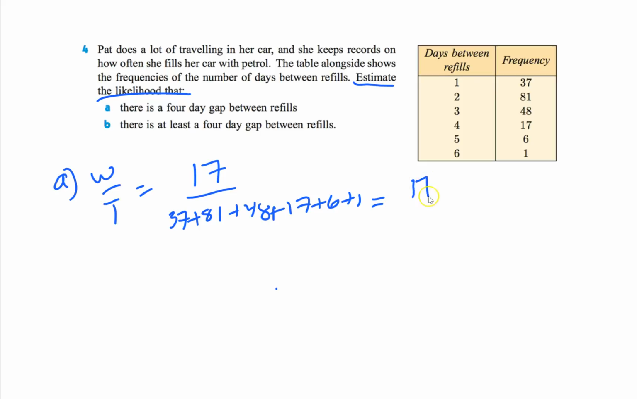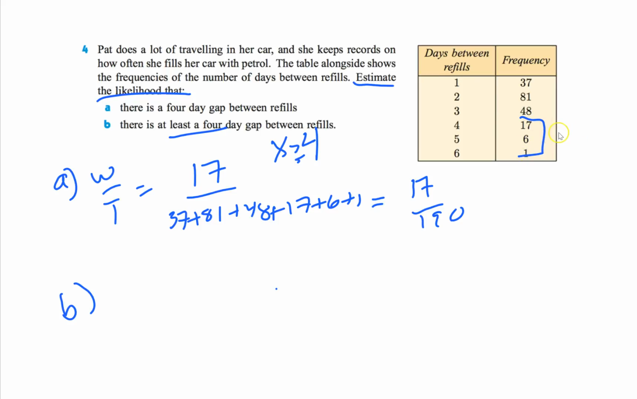And I get 17 over 190. Add all that up. So that's the first one. Now B's a little different. There's at least a 4-day gap, right? So it means 4 or more. At least 4. People always get this wrong. It means 4 is the least, right? I want at least 4 cookies. 4 or more. Give me 4 more cookies, please. Right, so more.